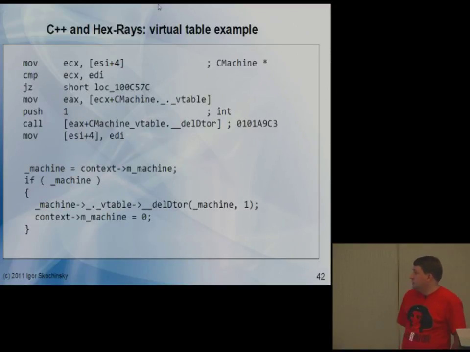And here's an actual call in the code which uses a virtual call. It loads a variable from a pointer and checks it for 0. If it's not 0, then it calls the deleting destructor. And if we use the structures that we created before and set the types for these members, after decompilation, we can see this nice call to the deleting destructor.